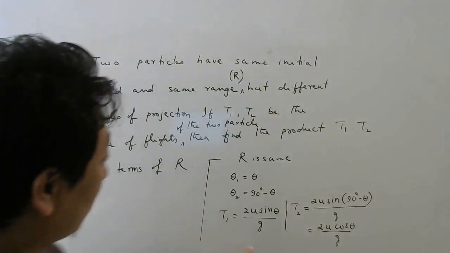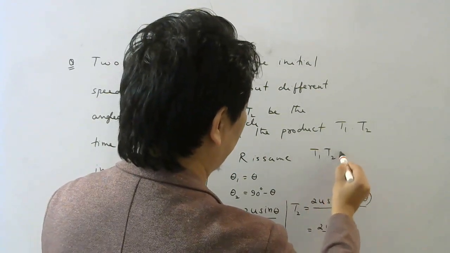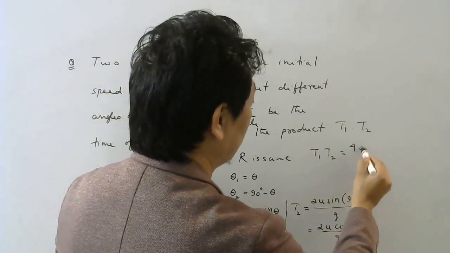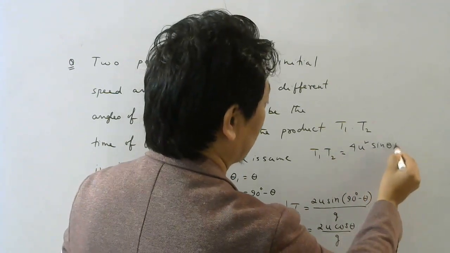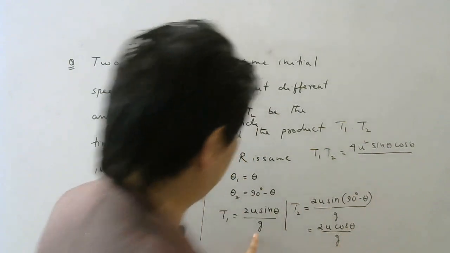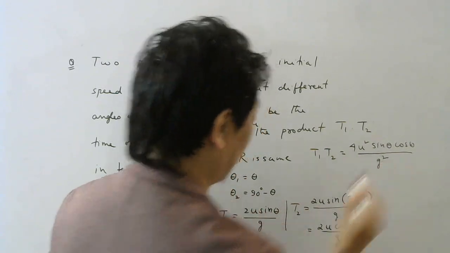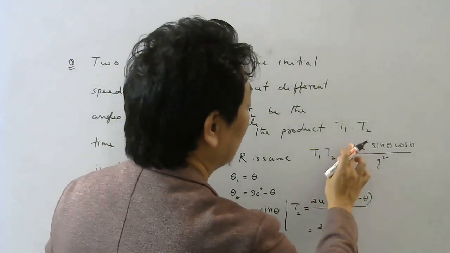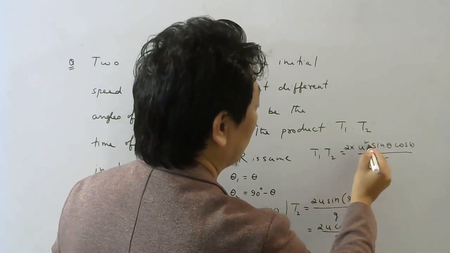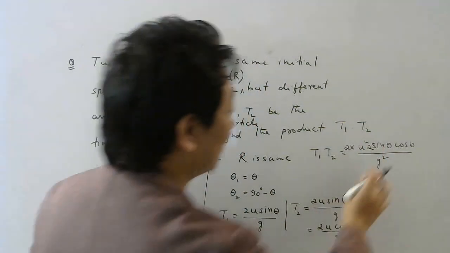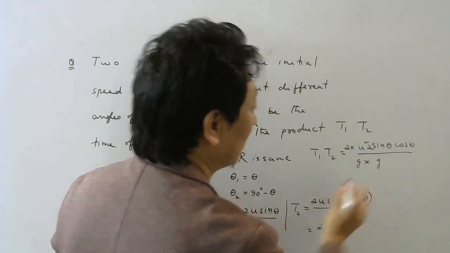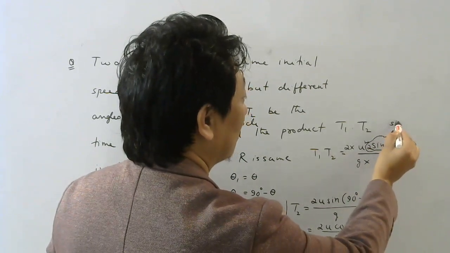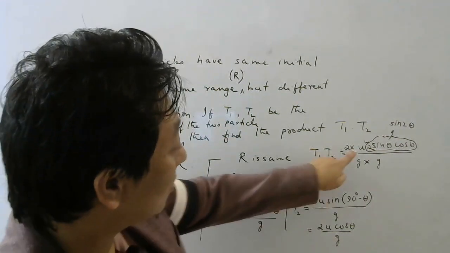Isn't it? Now if you take the product of T1 and T2, 2 into 2 will be 4, u into u will be u square, sine theta cos theta, divided by g into g, which will be g square. Isn't it? When you multiply T1 and T2. Now we need to bring range. So what I will do, this 4 I will write 2 into 2, one 2 I will put here, and this g square I will write g into g. Now this 2 sine theta cos theta is nothing but sine 2 theta. And what is u square?